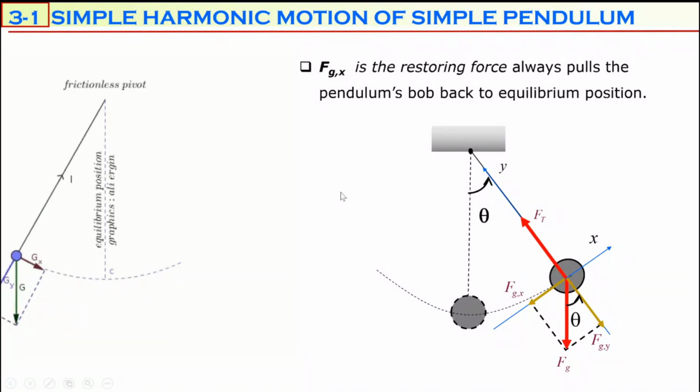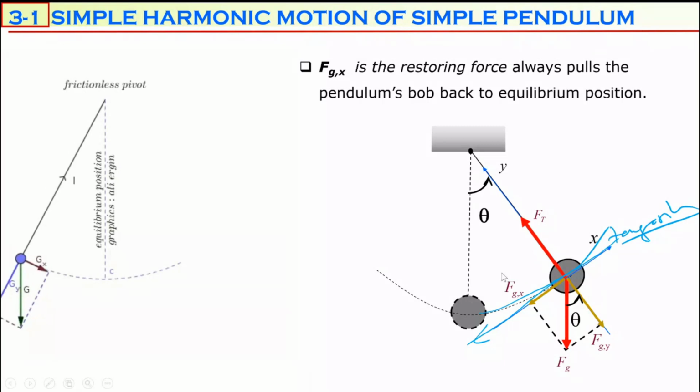And it's a ministry exam question also. Which of the following forces is the restoring force? Fgx, the x component of the gravitational force, the component of the gravitational force which is tangent to the curve. Yes, this is the curve. As you see, Fgx is tangent to the curve. This is one of the ministry exam questions. The x component of gravitational force tangent to the curve is the restoring force.